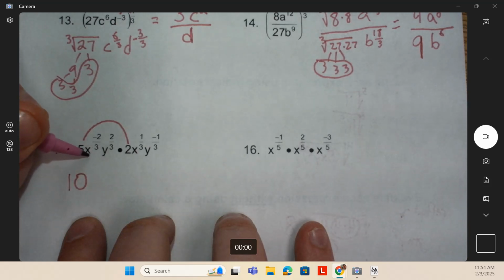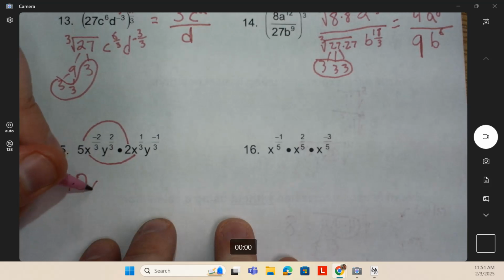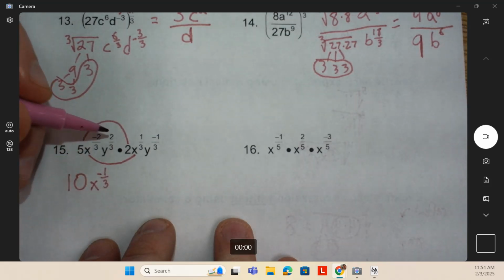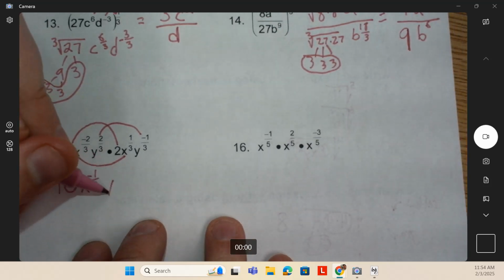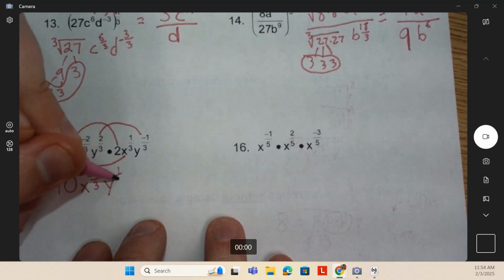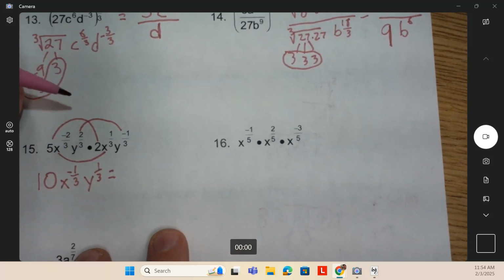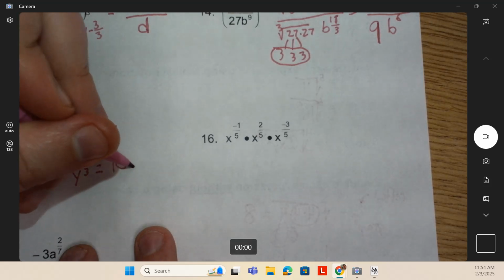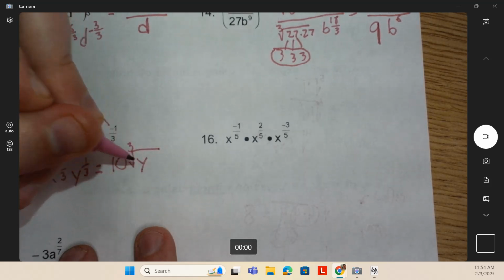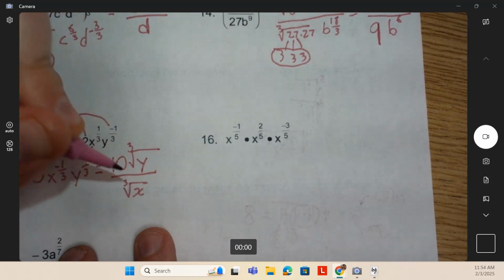I have x to the negative 2/3 plus x to the 1/3 give me x to the negative 1/3. And then y to the 2/3 to y to the negative 1/3 would give me y to the 1/3 power. And so then it's just adjusting that around a little bit. We'd have 10 times the cubed root of y over cubed root of x.